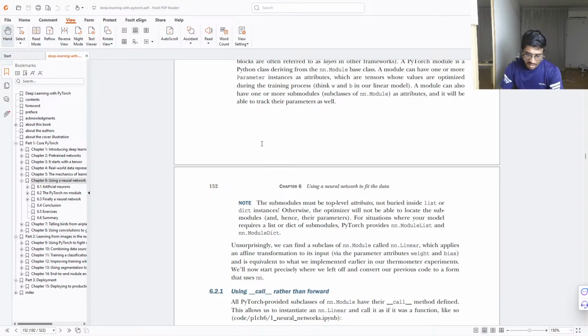Note the submodules must be top-level attributes, not buried inside list or dictionary instances. Otherwise, the optimizer will not be able to locate the submodules and hence their parameters. For situations where our model requires a list or dictionary of submodules, PyTorch provides nn.ModuleList and nn.ModuleDict.